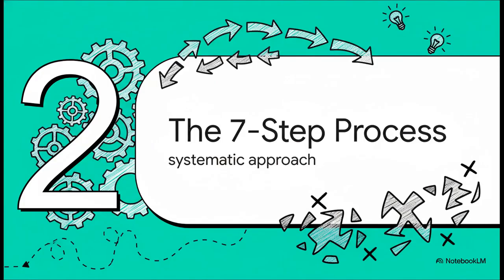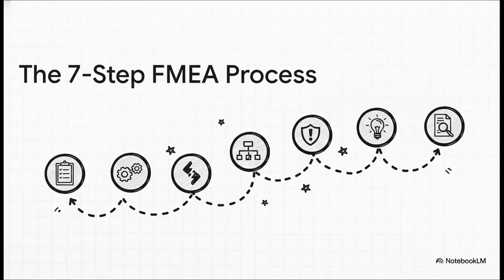So how do you actually do this? How does a team put it into practice? Well, that brings us to the roadmap they follow, the 7-step process. This is the modern, standardized way to do it. You start with planning, obviously. Then you dive into the core analysis. First, you analyze the product's structure, then you figure out its functions, and then, the big one, you analyze all the potential ways it could fail. After that, you analyze the risk, you optimize the design to fix the problems, and finally, you document everything so you can learn from it.